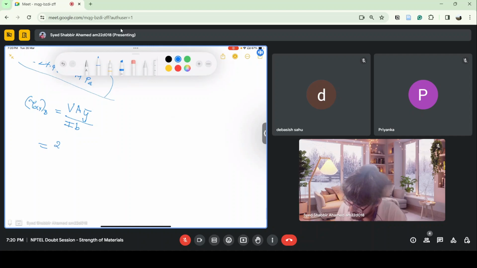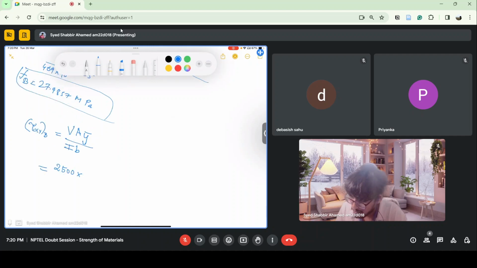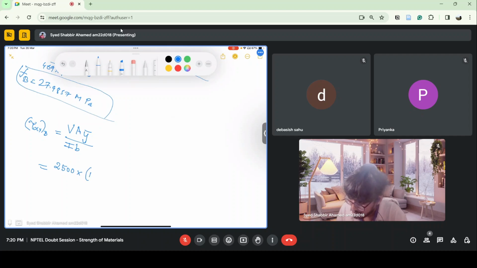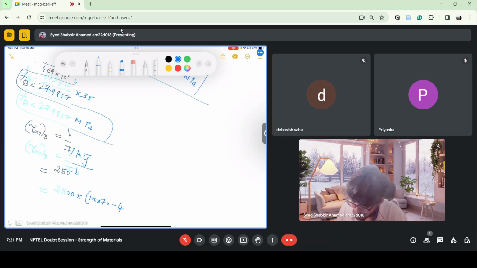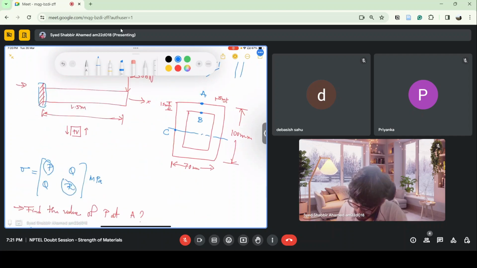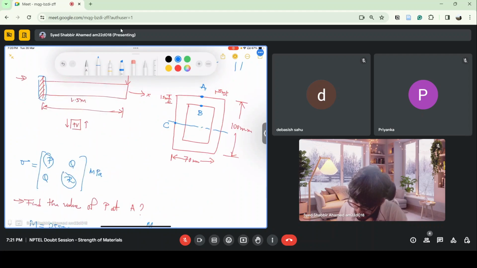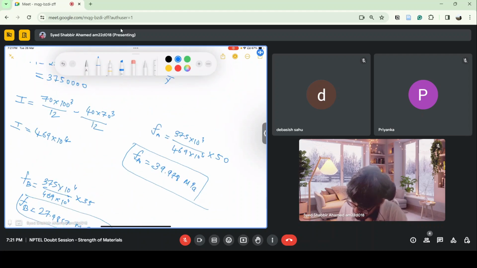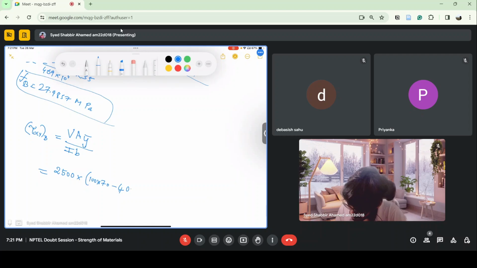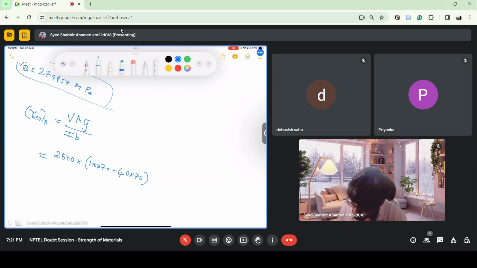So there is only one load, and the area of this we have to calculate, which is 100 into 70 minus 40 into 70. What is this? 100 into 70, yeah, 40 into 70. No, no, sorry.